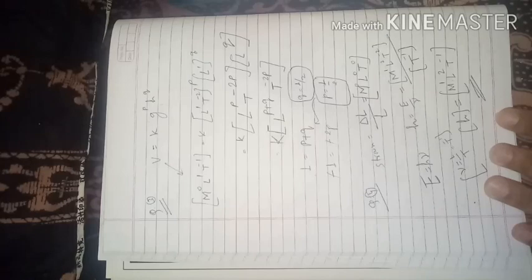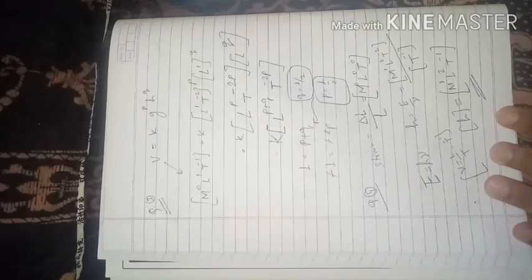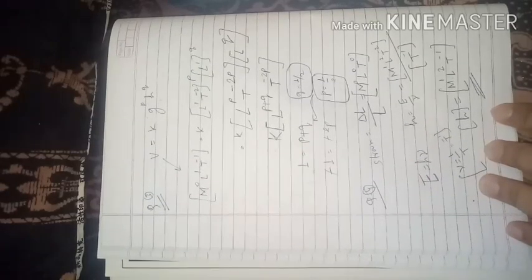So D is the option in which the given physical quantities do not have the same dimensions. Okay, so D will be the answer for that.